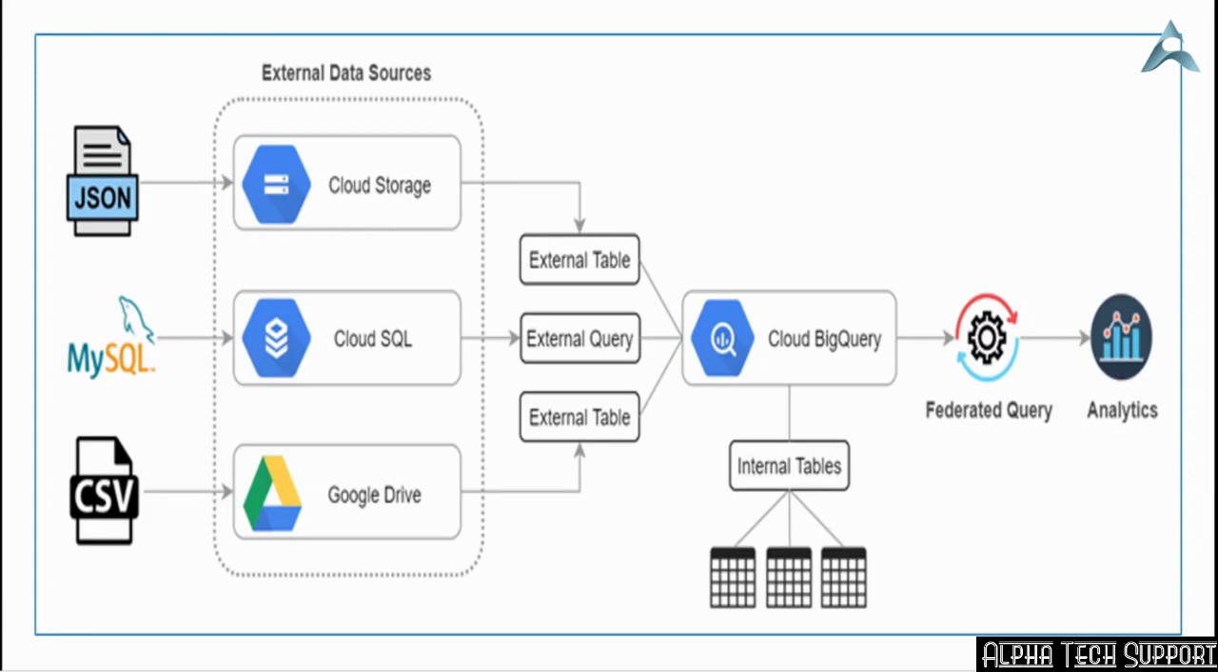So this diagram here represents the typical data processing pipeline using BigQuery. Here, first you need to ingest data from various external data sources like cloud storage, cloud SQL or Google Drive, and then create internal tables using the ingested data. Once your data is ingested into BigQuery, then you use BigQuery for data analysis purpose using SQL-like queries and visualize this data using any BI tool like Data Studio.